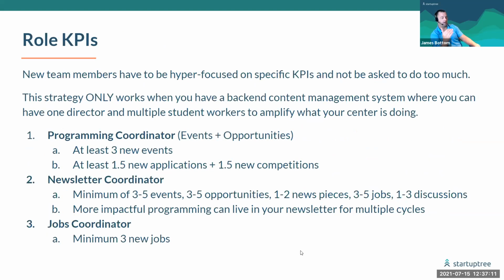So if we had to just prioritize your programming, your newsletter, and your jobs coordinator, you're basically looking for 3 to 5 pieces of new and original content every single week. And if I had 3 different student workers working somewhere between 3 to 5 hours a week, the types of content that I want them putting in is events and opportunities, someone taking the stuff that's in your CMS from the events, opportunities, and jobs perspective, and then putting that into the newsletter.